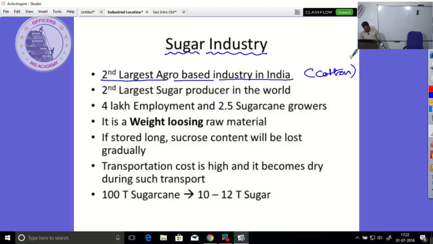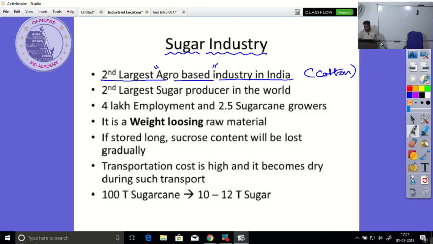Please don't confuse yourself when I talk about jute. Jute is the second largest textile industry in India, next only to cotton. Here it is a different category. I am just calling sugar the second largest agro-based industry. Cotton is the largest agro-based industry. Cotton is the largest textile industry also. Let me clarify: jute is the second largest textile industry, whereas the sugar industry is the second largest agro-based industry.